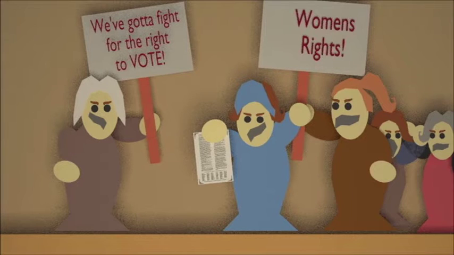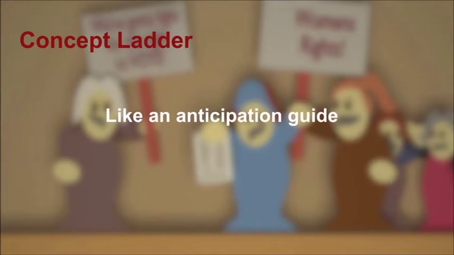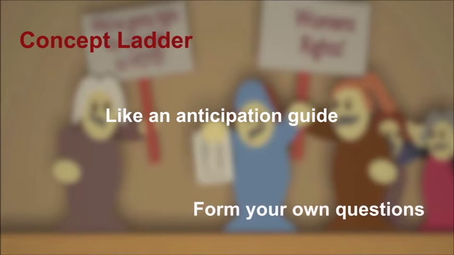One of the most famous points of the Declaration argued for women's suffrage, something that they would not receive until 1919. Now, a concept ladder is a graphic organizer that serves a similar purpose to an anticipation guide, meaning that a little background information is given to you, the students, and you then have to form questions or anticipatory statements that you think will be covered through further reading or research of the topic.